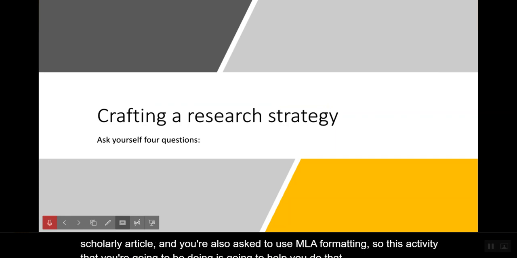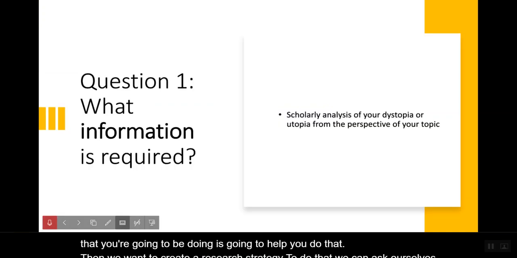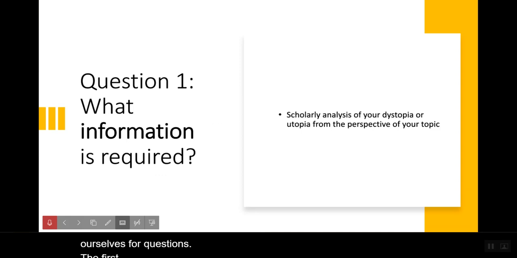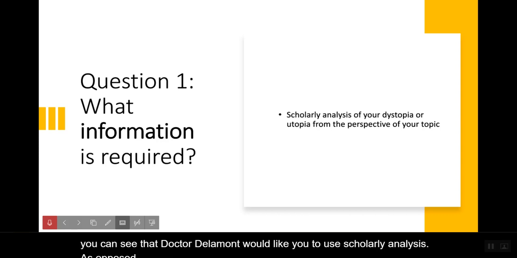Then we want to create a research strategy. And to do that, we can ask ourselves 4 questions. The first one is, what information is required? And if you read your assignment, you can see that Dr. Delamotte would like you to use scholarly analysis as opposed to popular information about your dystopia or utopia topic.